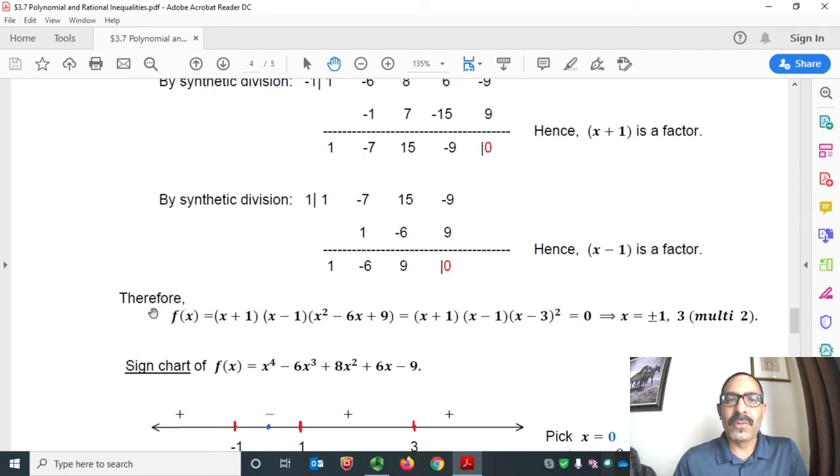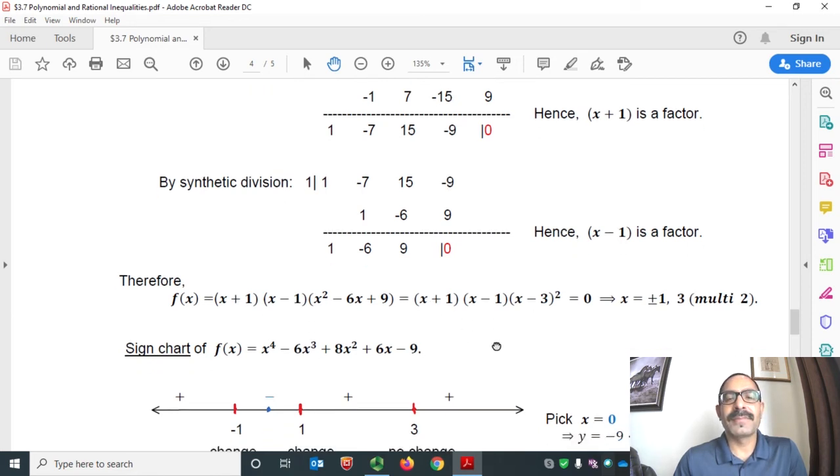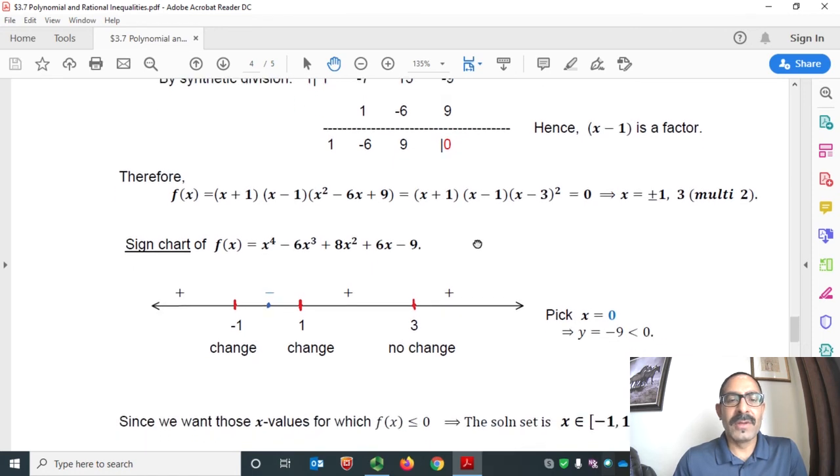Now we have the polynomial f(x) equals, one factor is x plus 1, another factor is x minus 1, and then this is a second degree polynomial, x squared minus 6x plus 9, and we can easily factor it, which is simply (x minus 3) squared. Copy x plus 1 as it is, x minus 1 as it is. And now to find the zeros, solve f(x) equals 0.